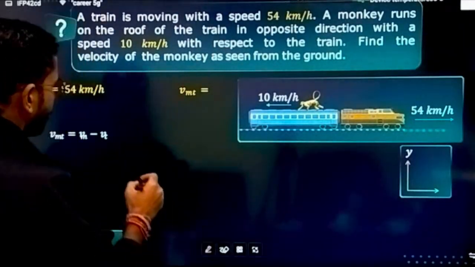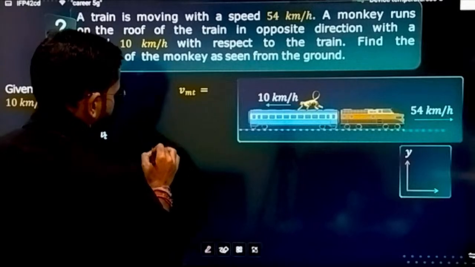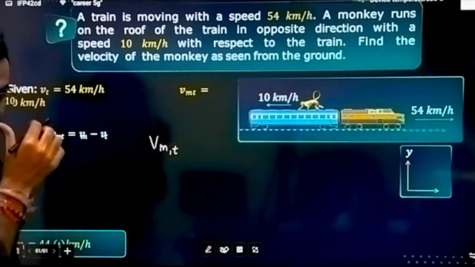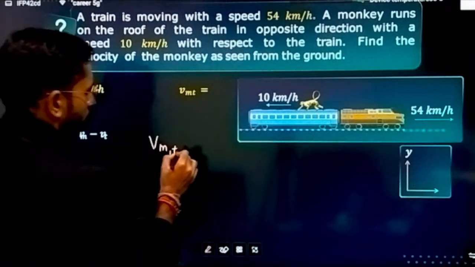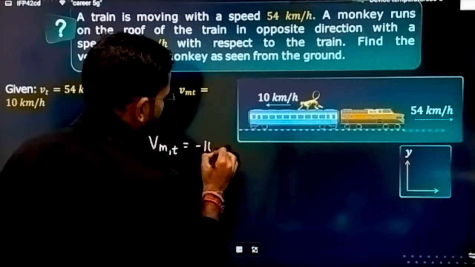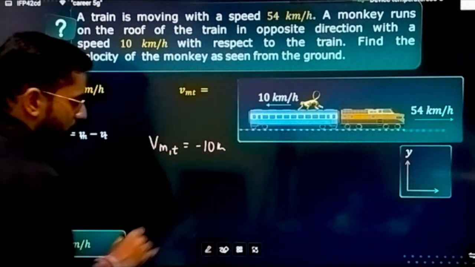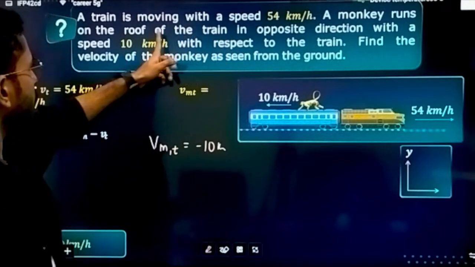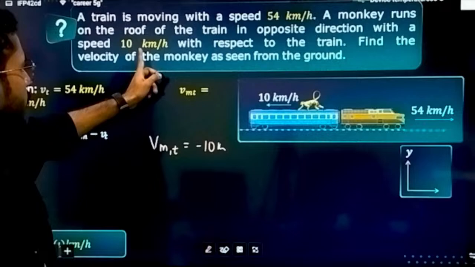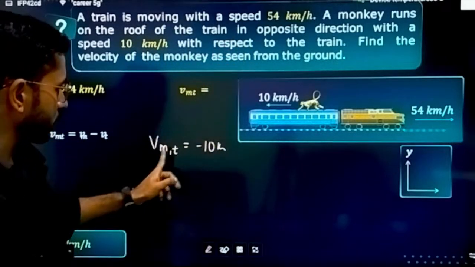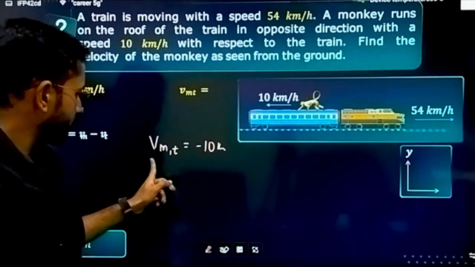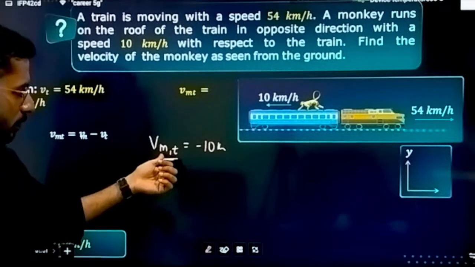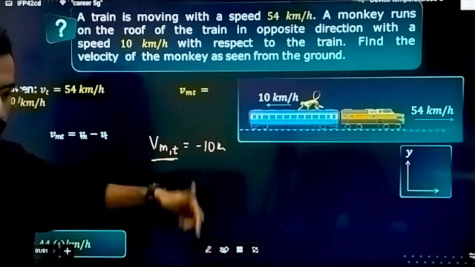What I have told you, what you have to calculate, is the velocity of the monkey with respect to the train. That is already given, which equals minus 10 km per hour. I will take this velocity as minus. This is the velocity given: a monkey runs on the roof of the train opposite to the direction with a speed of 10 km/h with respect to the train. That means the velocity of the monkey with respect to the train. This is a representation. I hope this is basics to you. This is the meaning of the line I have written: velocity of monkey with respect to train.